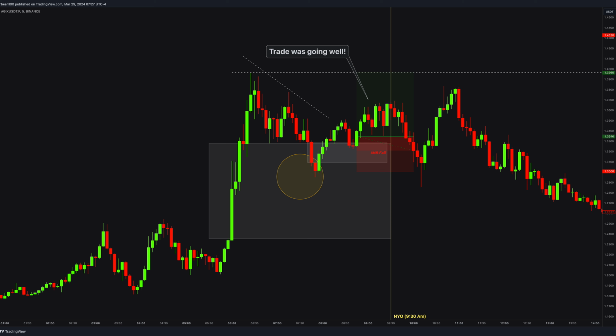Okay, what went wrong? Let's talk. First, notice this horizontal line. New York is open. I cut the trade way too early, before the main stop loss, so I minimized my loss. Why did I minimize my loss?